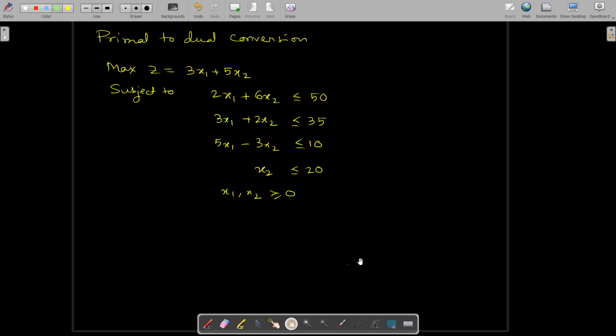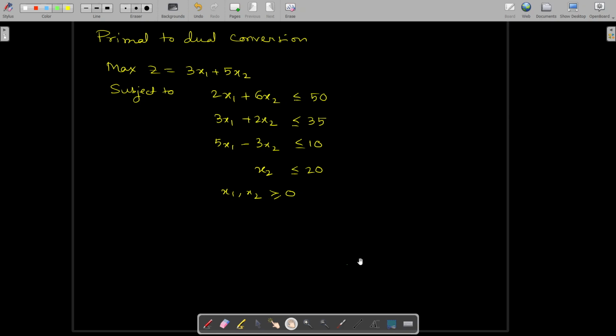I will just explain how to convert a primal LPP to its dual form. So here we are given a problem which states to maximize z equal to 3x1 plus 5x2 subject to these many constraints that you can see. So we have to convert to its dual problem.